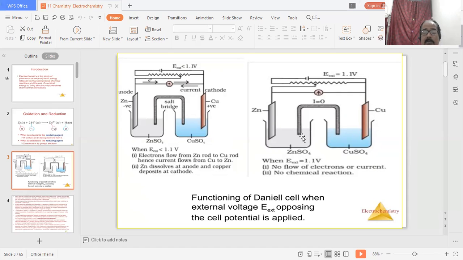So when E ext is 1.1 volt, there is no flow of electrons or current, and no chemical reaction in this structure. So the function of Daniell cell, when external voltage E ext opposing the cell potential is applied. So this is the Daniell cell diagram.